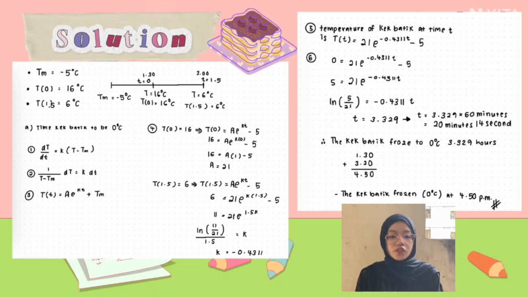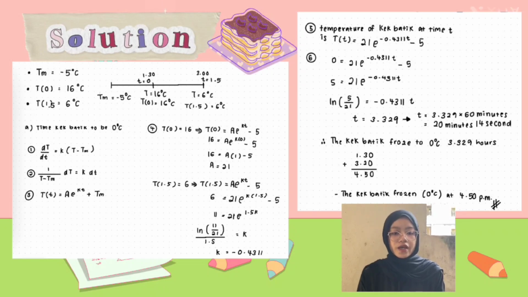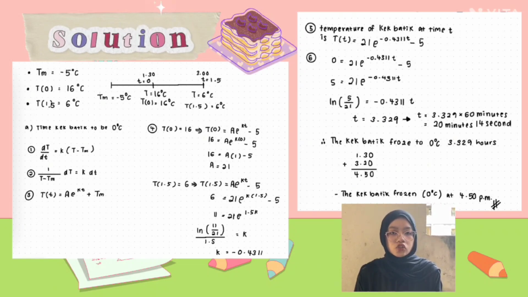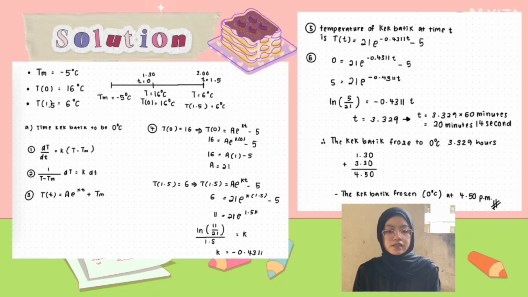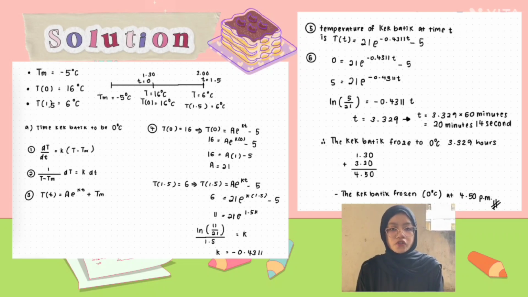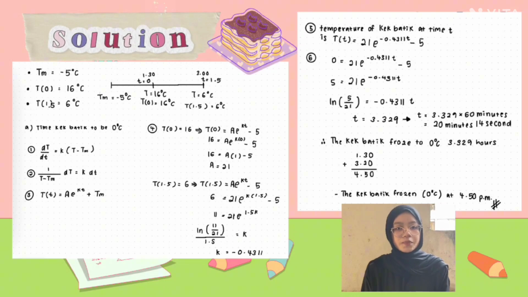First, set the equation of temperature equal to 0. Then use algebra and we will get t equal to 3.329. The answer is in hours, so we convert the decimal part to minutes and we get 20 minutes and 40 seconds. Lastly, the cake batik will be frozen at 0 degrees Celsius at 4:50 p.m.